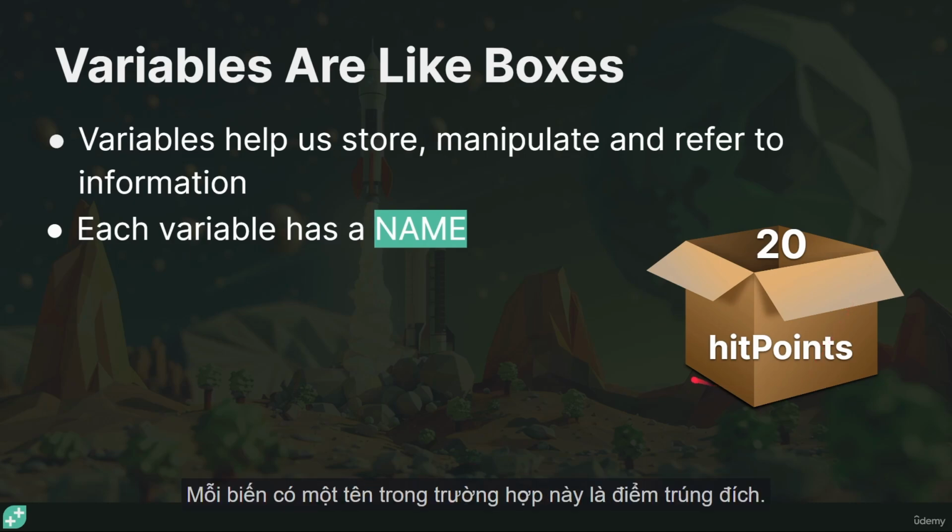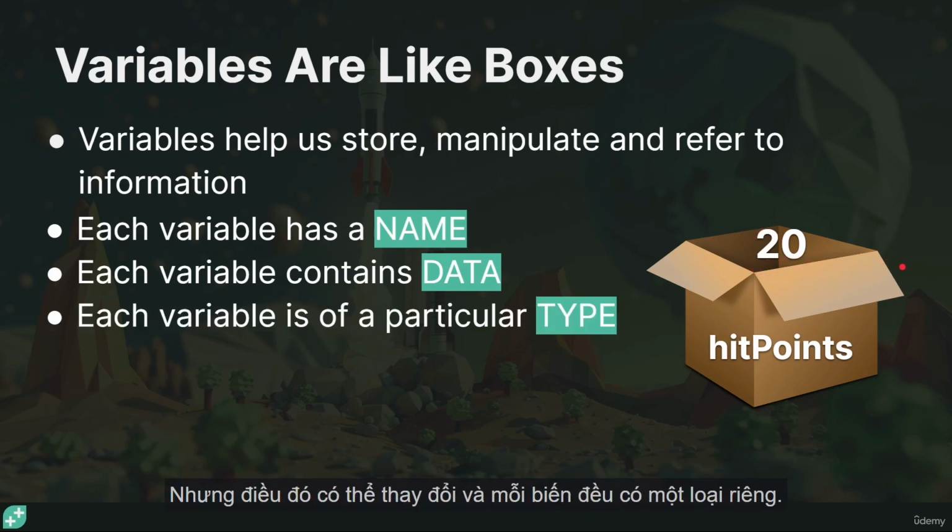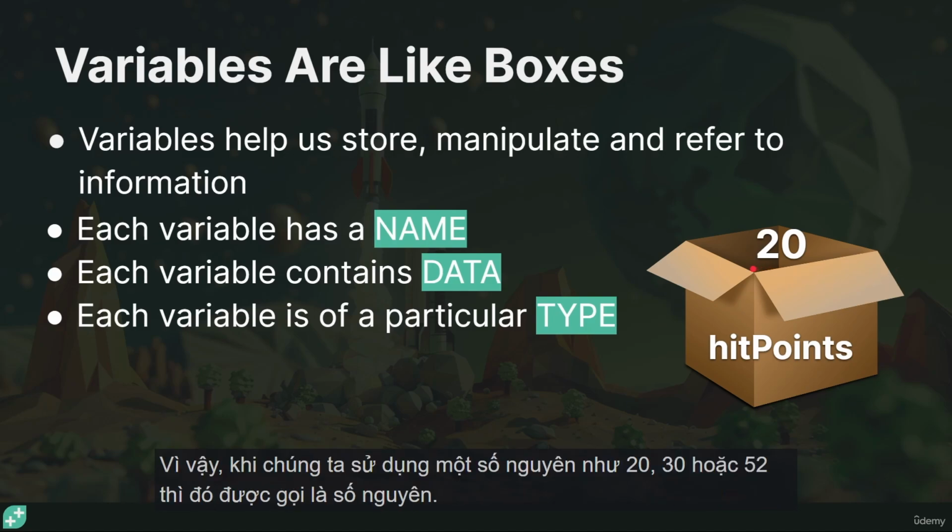Each variable has a name, in this case, hit points. Each variable contains data. In this case, there's a 20 in there, but that can change. And each variable is of a particular type. So when we're using a whole number, like 20 or 30 or 52, that's called an integer.